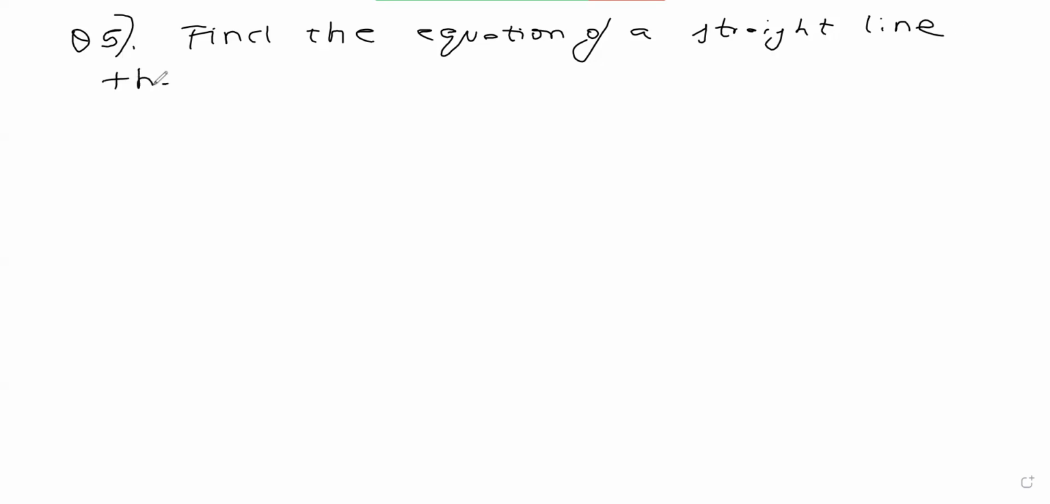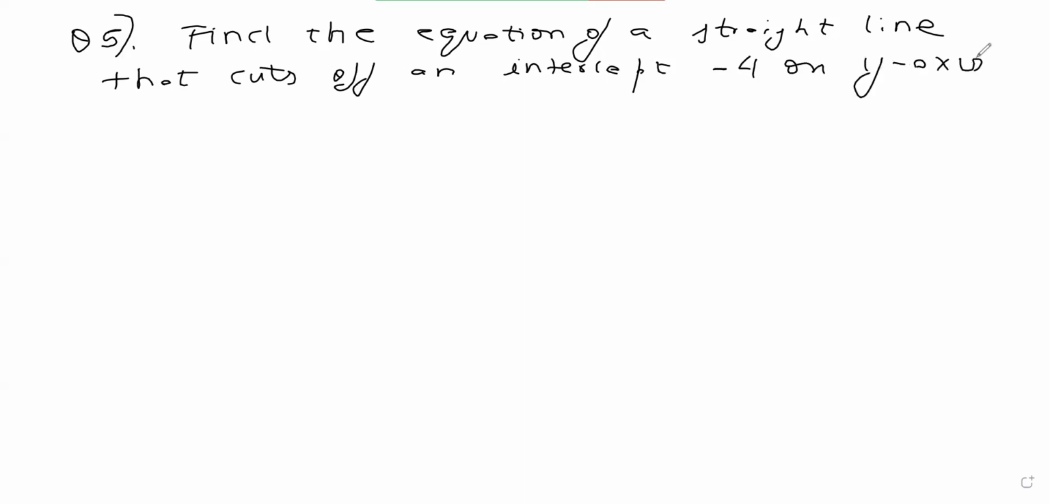that cuts off an intercept -4 on the y-axis and slope equals 1.5. Okay, so again, recall from my lectures on coordinate geometry, we are given the y-intercept and we are given the slope. What's the equation of a line?